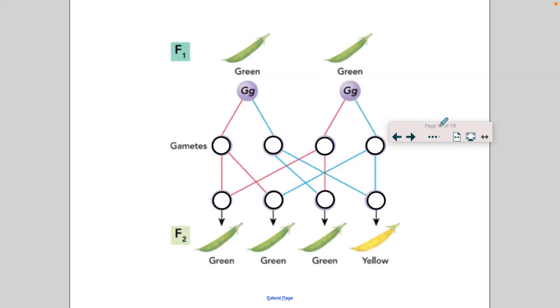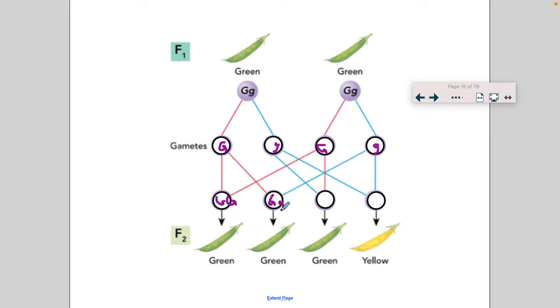So in this diagram here, they're trying to show you that during gamete formation, the alleles separate. So this is a big G, this is a little g. This is a big G, this is a little g. And then when the gametes fuse in the process of fertilization to produce your offspring, big G crossed with big G is 2 big G's. Big G crossed with a little g, big G, little g. This is going to be big G, little g. And then this last one here, 2 little g's.